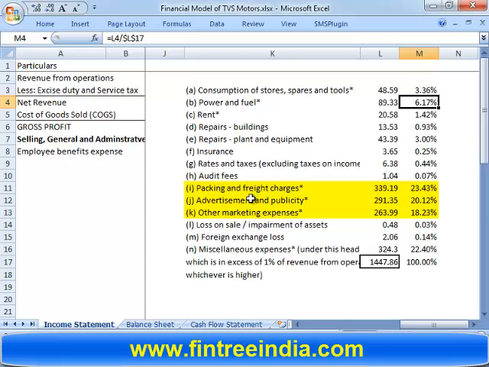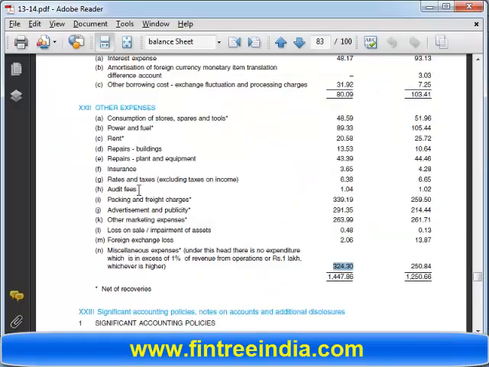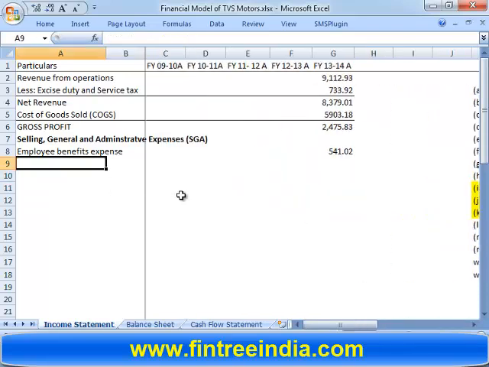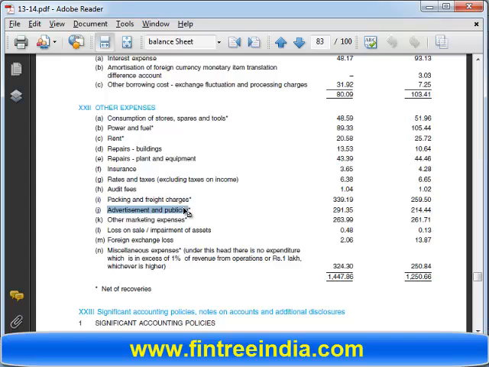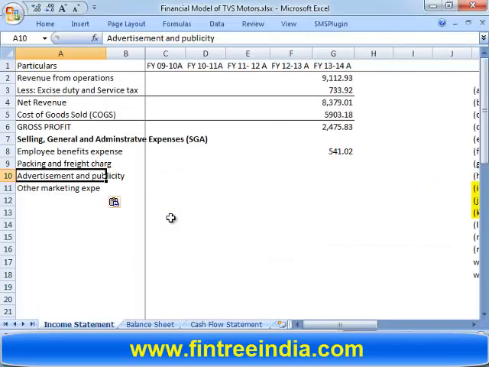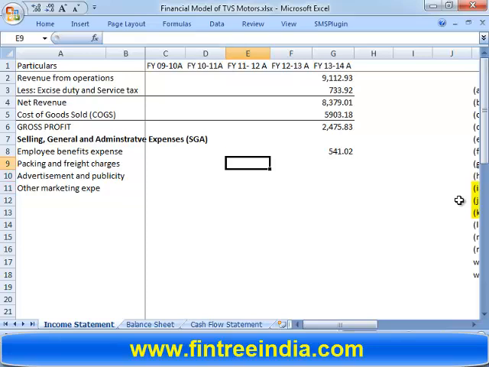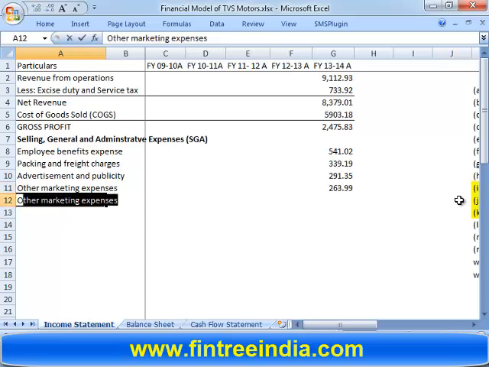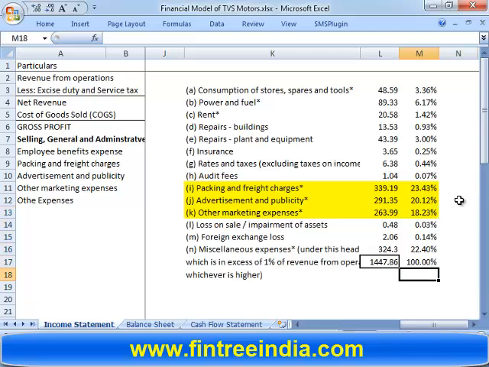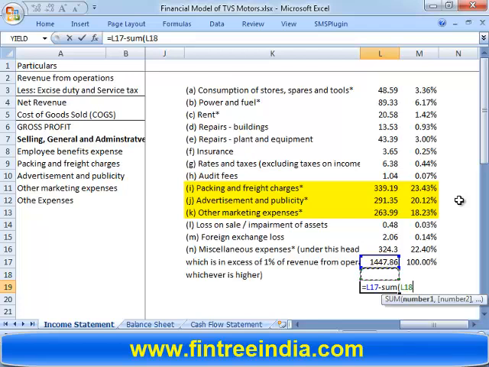So now what we will do is, we will break down that other expense section into smaller parts. Okay, how will we do that? Packing and freight charges, I'm writing separately here. Advertisement and publicity separately. Other marketing expenses separately. And then one blanket other expenses, which will include everything else, which would be equal to 1447 minus the sum of these three numbers.